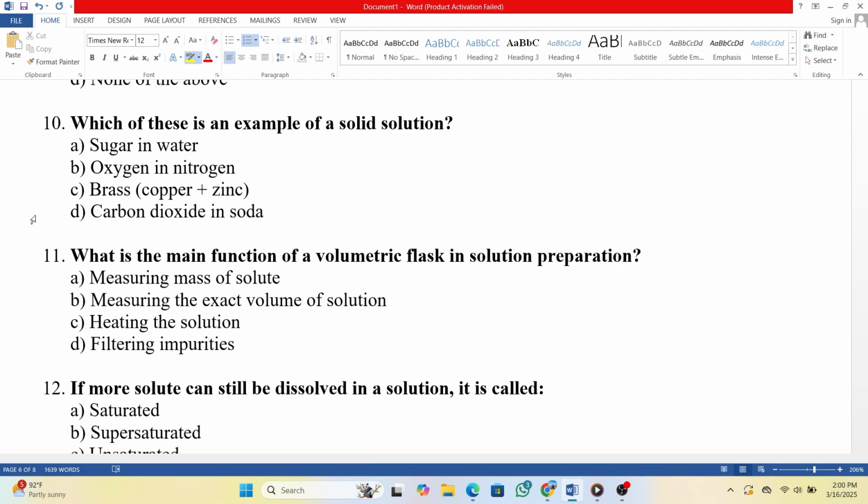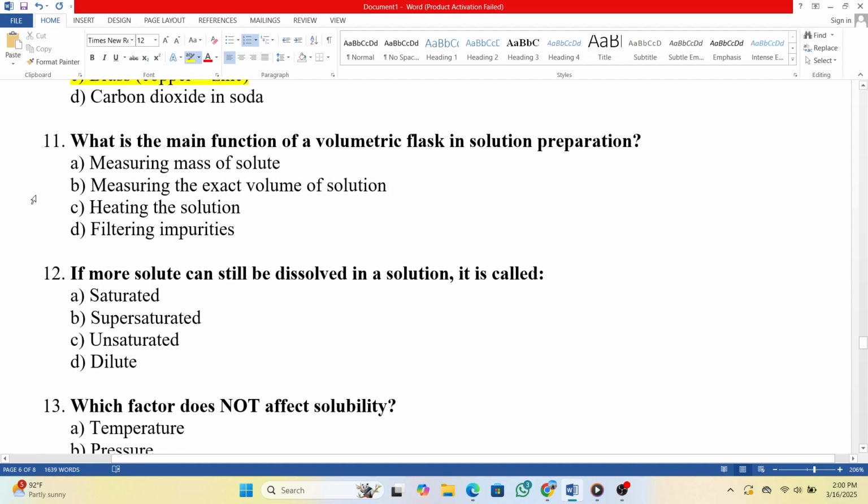Answer, C. 11. What is the main function of a volumetric flask in solution preparation? A. Measuring mass of solute. B. Measuring the exact volume of solution. C. Heating the solution. D. Filtering impurities. Answer, B. 12.